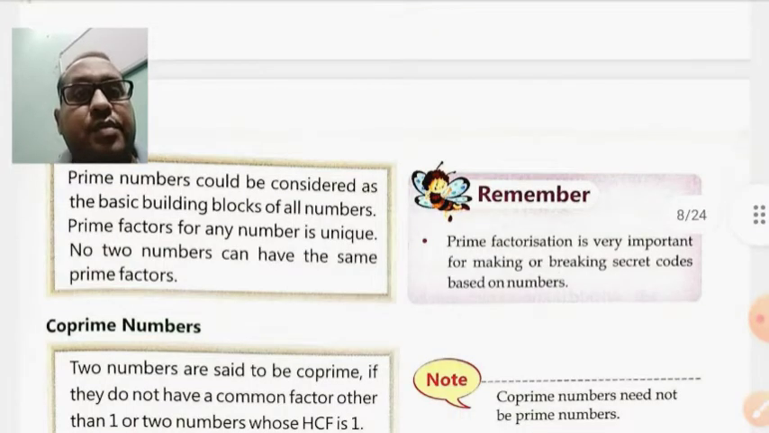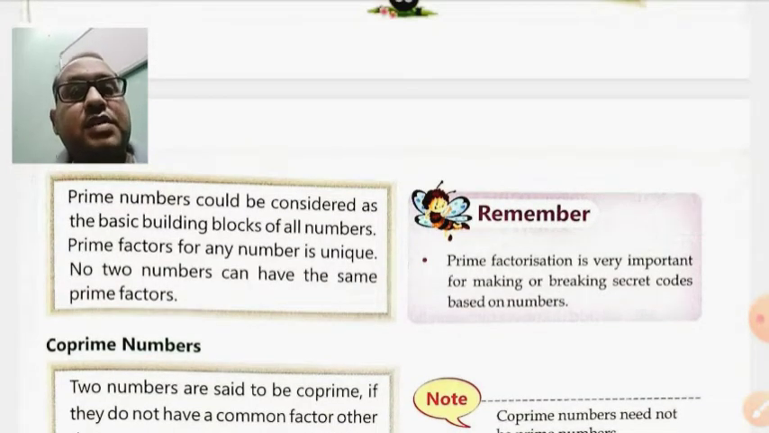These are co-prime numbers. What are co-prime numbers? So first of all, what is a prime number? A prime number is the building block of all the numbers. It is a unique number, and the most important thing is that no two numbers can have the same prime factors. Prime factors are very important for making or breaking secret codes based on numbers. These are a few points related to prime numbers.